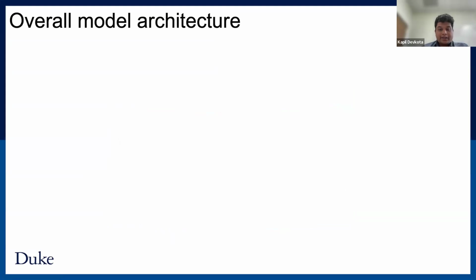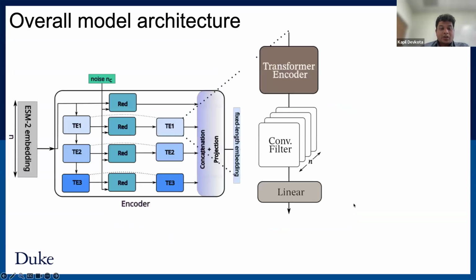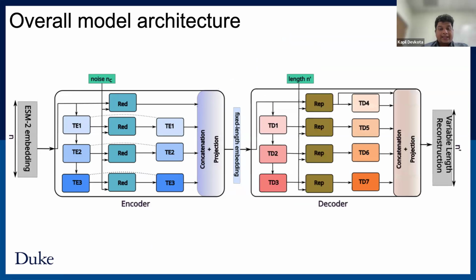So in the overall architecture, how are these reduction and repetition layers used? This is the encoder part, which uses the reduction layer to do variable to fixed length representation. The reduction layers are positioned between the TE blocks, which are basically transformer encoder layers with added convolutional filters. Transformer layers and convolutional filters are added so that both long-ranging and short local relationships are mixed properly before and after reduction. And the decoder portion has the repetition layers interleaved between the two transformer blocks.